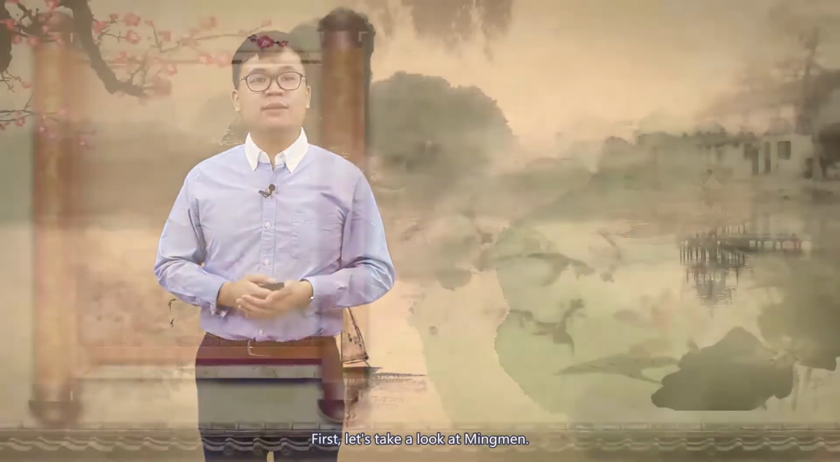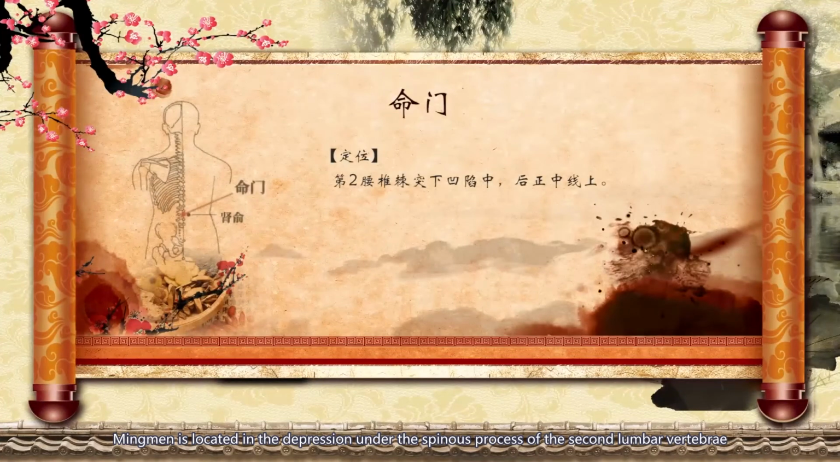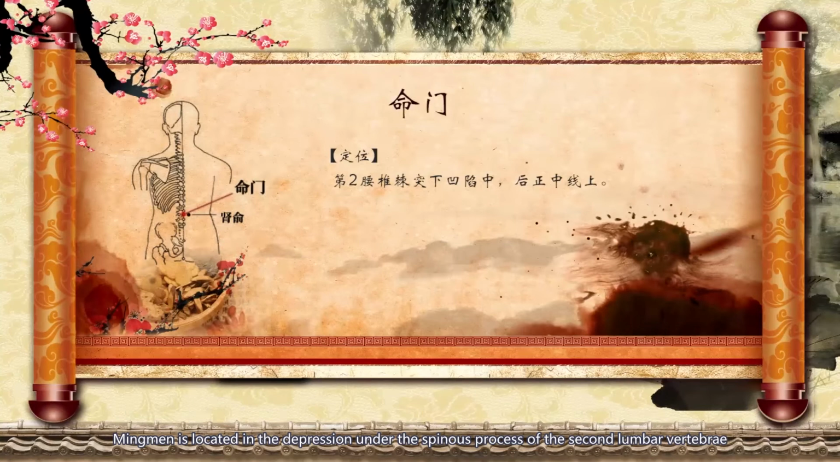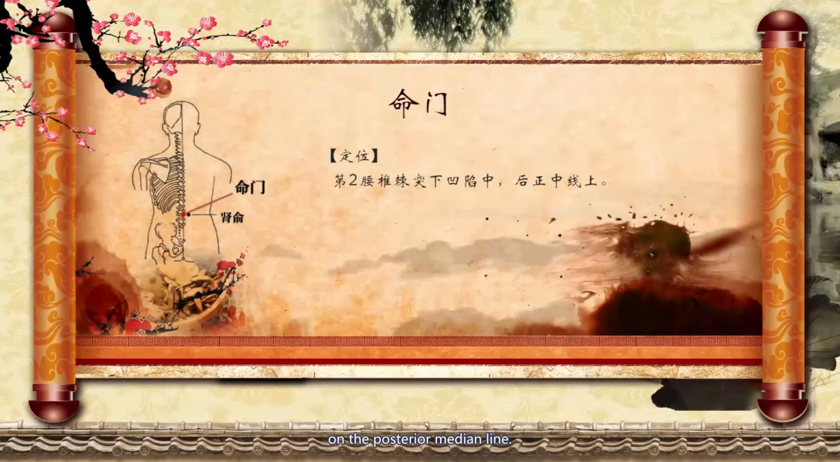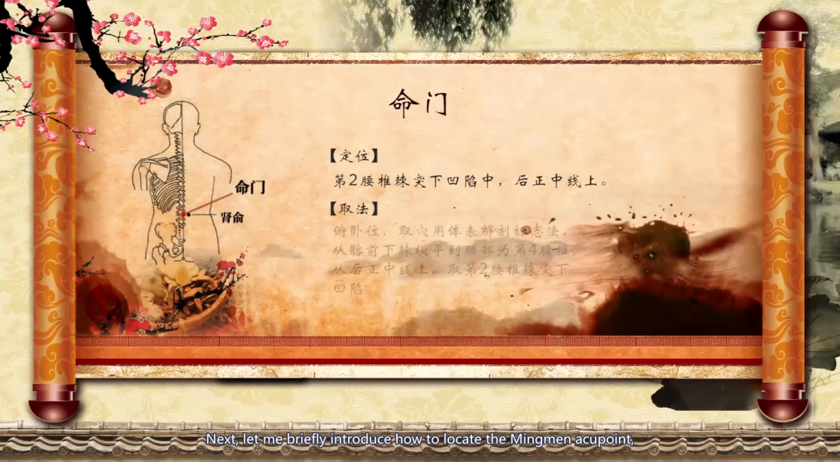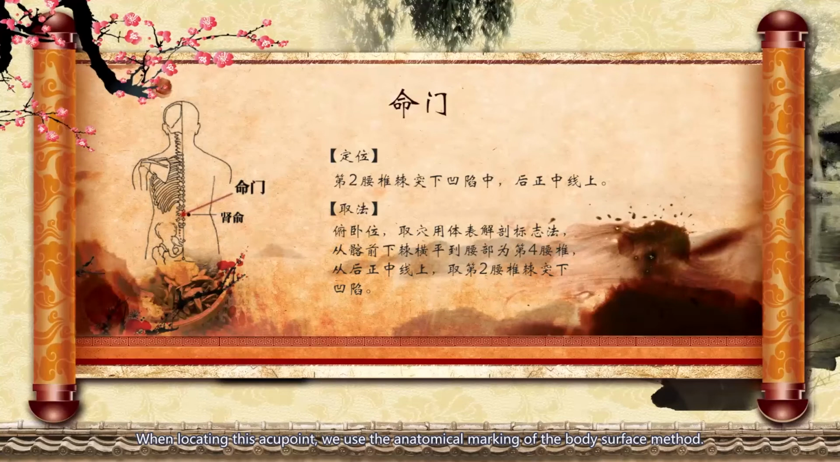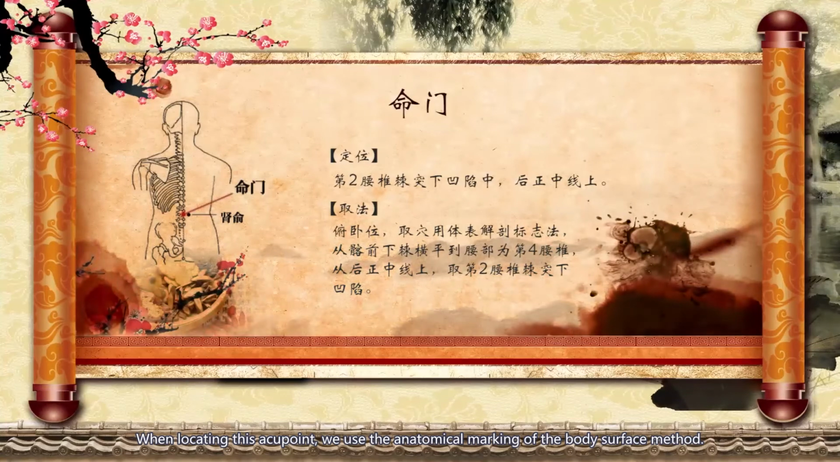First, let's take a look at Mingmen. Mingmen is located in the depression under the spinous process of the second lumbar vertebra on the posterior median line. Next, let me briefly introduce how to locate the Mingmen acupoint. When locating the acupoint of Mingmen, we generally choose the prone position. When locating these acupoints, we use the anatomical landmark of the body surface method.